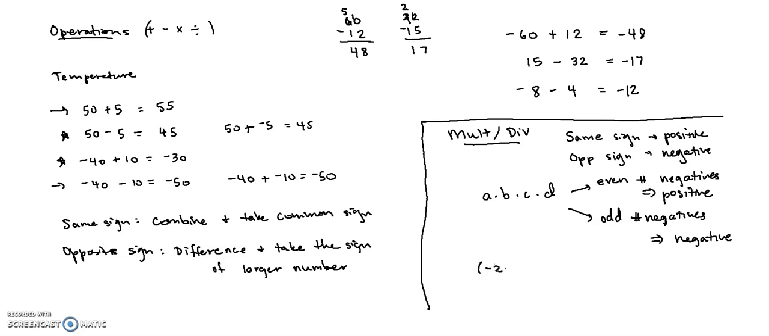For example, let's say we've got negative 2 times 3 times negative 1 times negative 5. Let's look at the signs first. I've got negative times negative times negative. That's an odd number of negatives. When I multiply the first two negatives together, this part's going to come out positive, but then when I multiply by a negative again, that's going to come out negative. So odd number of negatives is going to come out negative. And then I just have to multiply the numbers. So 2 times 3 is 6, times 1 is still 6, times 5 is 30.